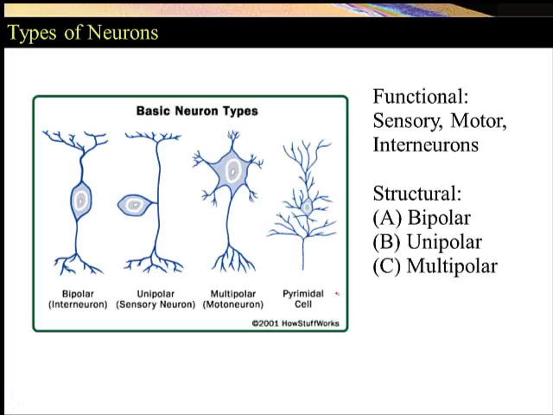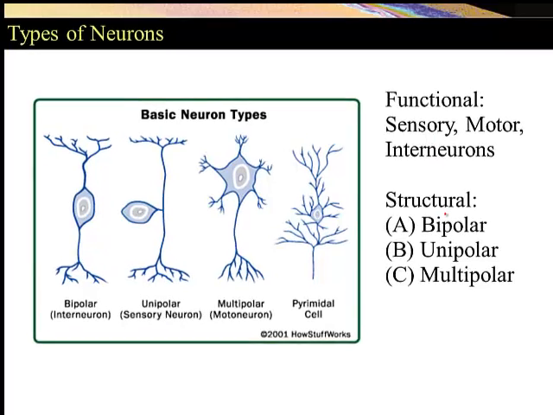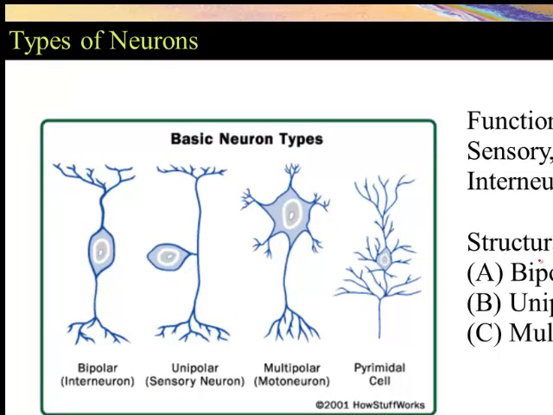All right, so when we talk about neurons, we actually can classify them in two different ways. The most common way of classifying neurons is functionally. So we will classify them as either sensory, motor, or interneurons, and we're going to spend a little more time talking about that type of classification. The second way to classify neurons is structural. And the main structural types are bipolar, unipolar, and multipolar. And basically that has to do with how many axons or processes are coming off of the cell body.